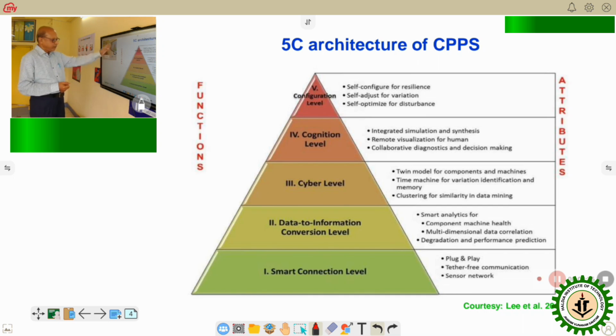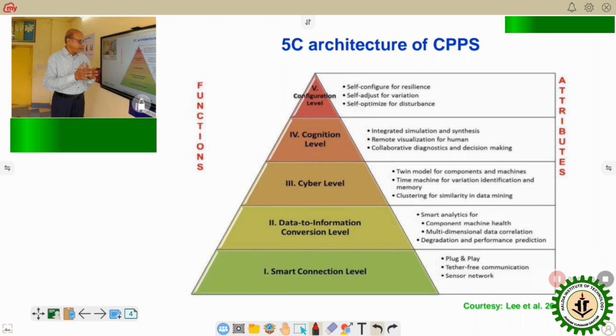Another slide that was also available in the last lecture is the 5C architecture. I am not going into the details, just for maintaining the consistency, for memorization purposes and to correlate the previous lecture with today's one. So this 5C architecture starts with the smart connection level, the sensory system in the shop floor, then the data to information conversion level. In the cyber level, we will have the twin model. So today we will focus our attention on this twin model.